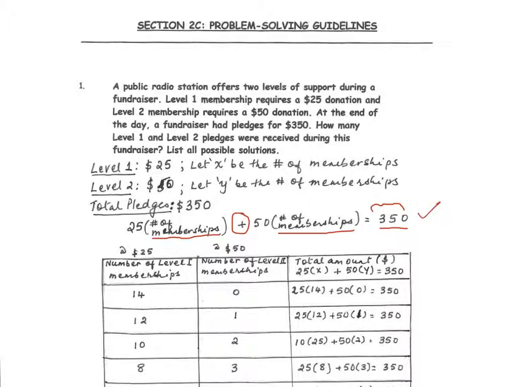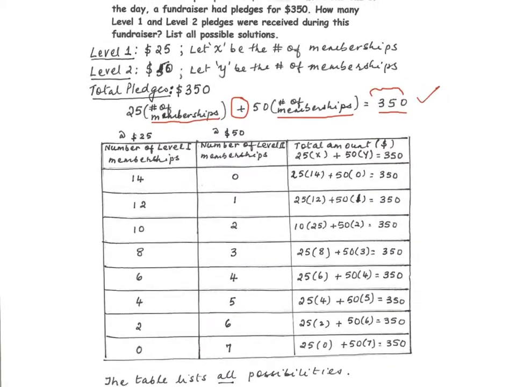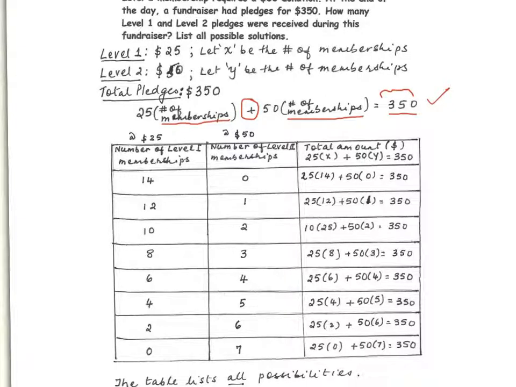So once we get that idea, now we need to figure out the total number of level 1 and level 2 memberships that give us a 350 sum. So we have to consider all possibilities. Now the first row, you'll notice that we've considered a possibility where there are only level 1 memberships.